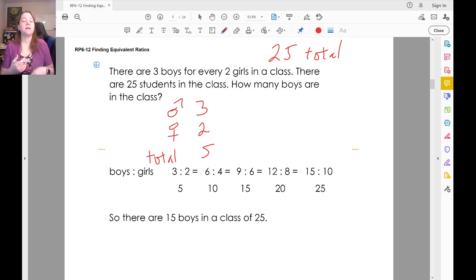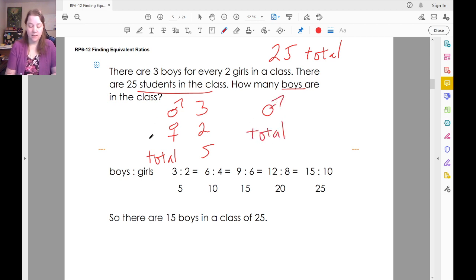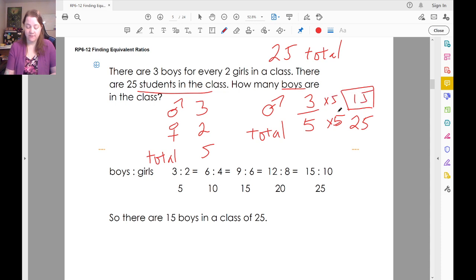So now I want to take the information that's important to me. I want to know how many boys are in a class of 25 students total. So my ratio is going to talk about boys to total. And in the original information I was given, there are 3 boys when there is a total of 5 people. So if there is a total of 25 people, I want to know how many boys there are. So I know that 5 times 5 is 25. So 3 times 5 is 15. There would be 15 boys.